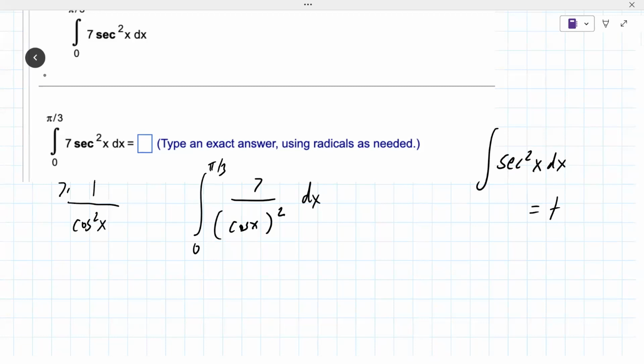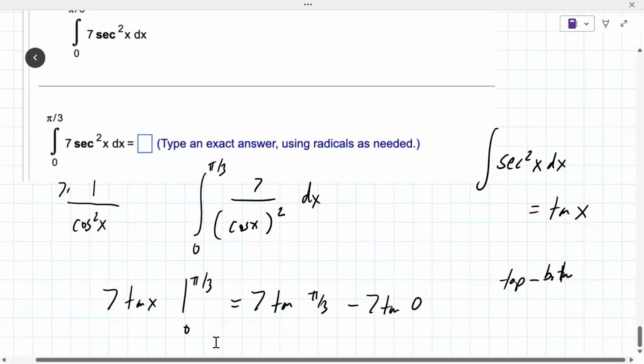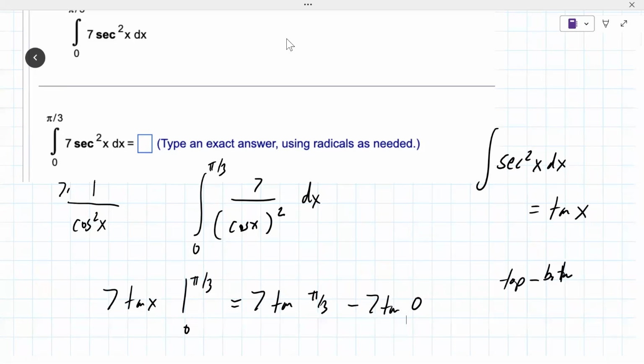The integral of secant squared x dx is a known one. It's tangent x. So this is 7 tangent x evaluated from 0 to pi over 3. And we talked at length that it's top minus bottom. So it's 7 tangent pi over 3 minus 7 tangent 0. Tangent of 0, you'll be okay with. This one, you probably will not get an answer you like. That comes from the unit circle, from your trig class, and there's no shortcut for that.